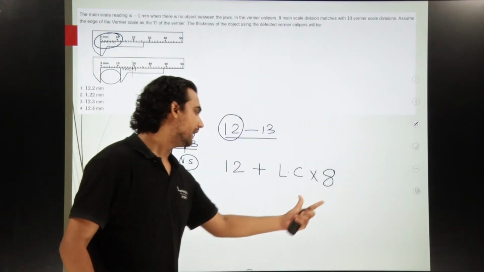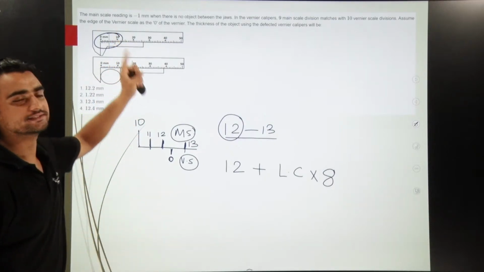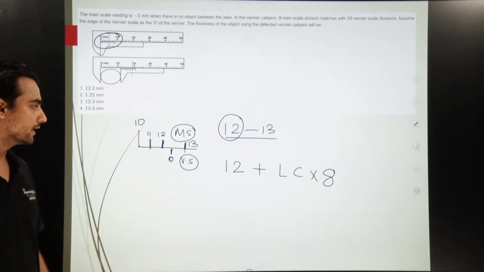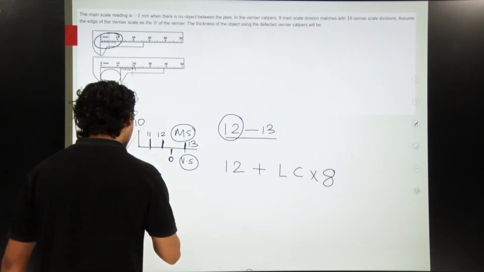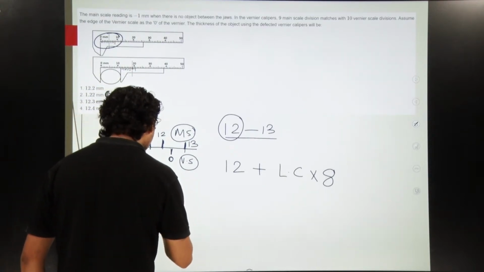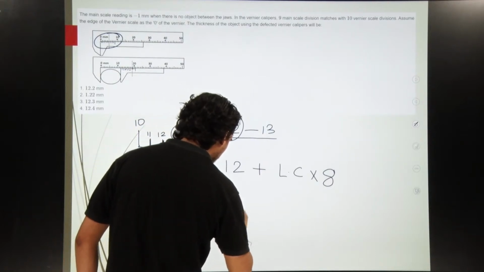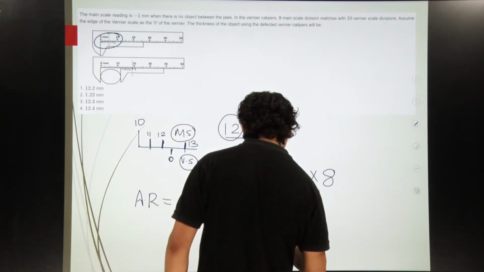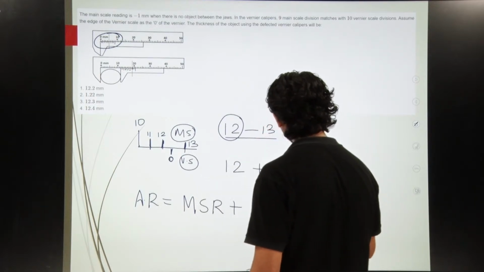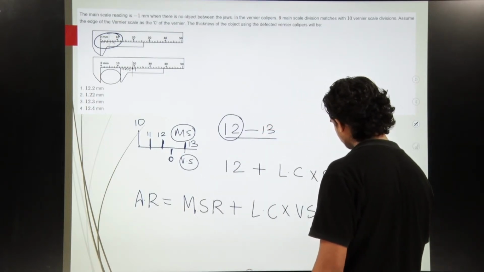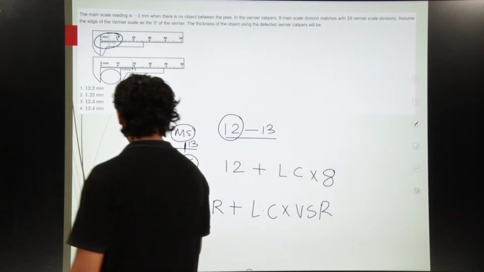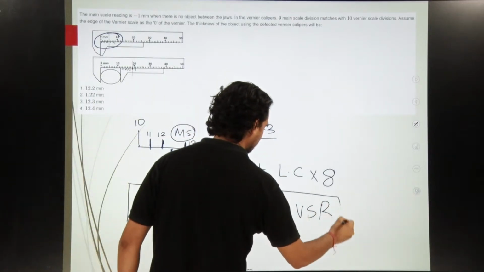To find this, I will just find which line is coinciding. So what does the formula become? The formula becomes: actual reading is basically main scale reading plus least count into Vernier scale reading. Okay, this is the formula, and please remember this.